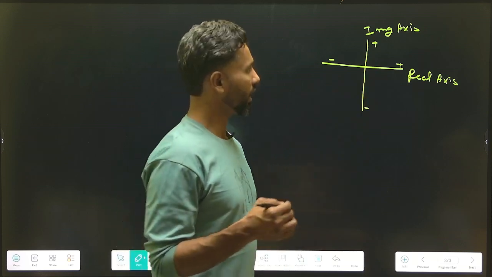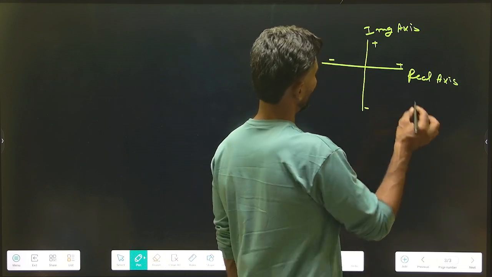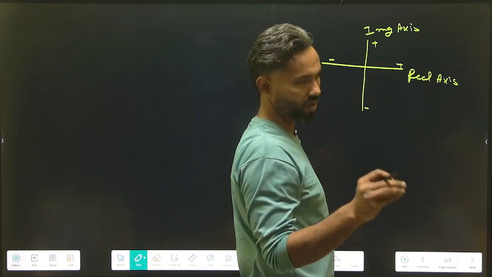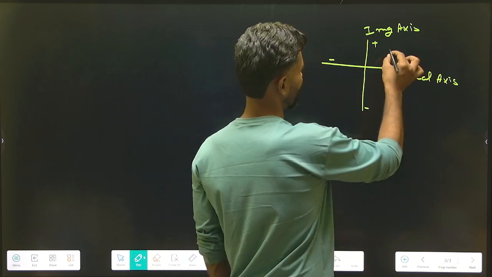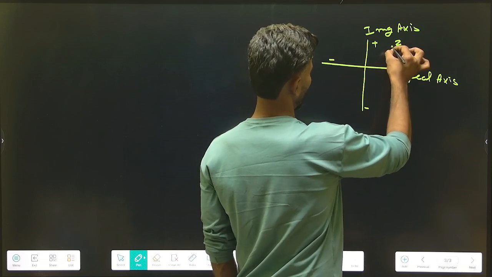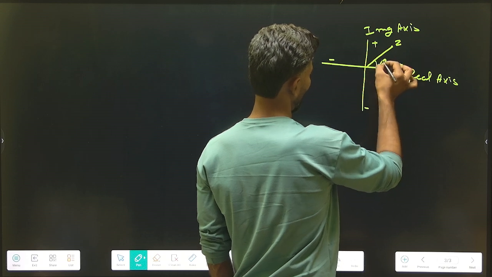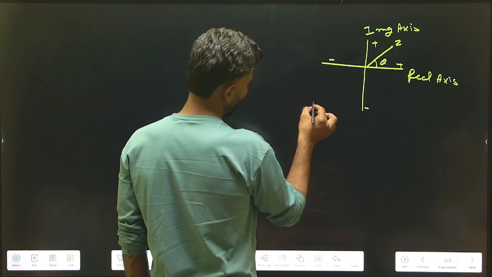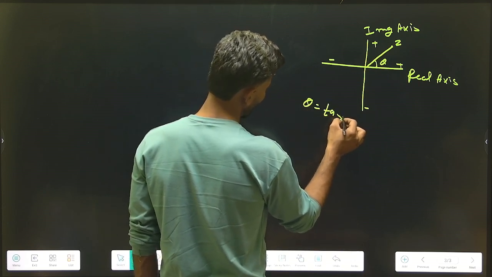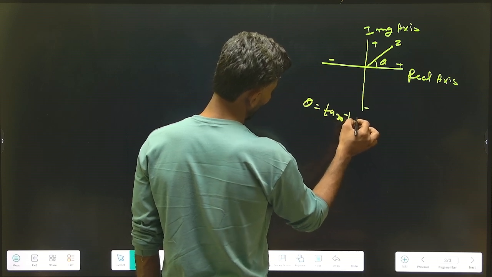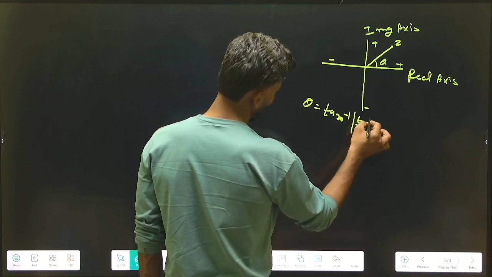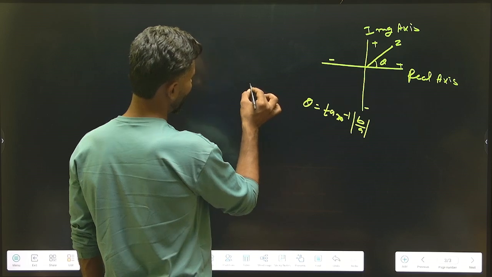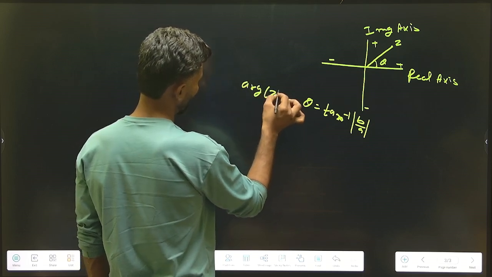We know very well that any number can be represented in any quadrant, based on the nature of the real and the imaginary parts. If both are positive it will be in the first. So I'm saying this is a complex number and this is the angle theta. So this theta is the argument of that complex number, and it can be written as theta is equal to tan inverse b upon a. And we have to use the modulus over here. So this theta is the argument of complex number z.